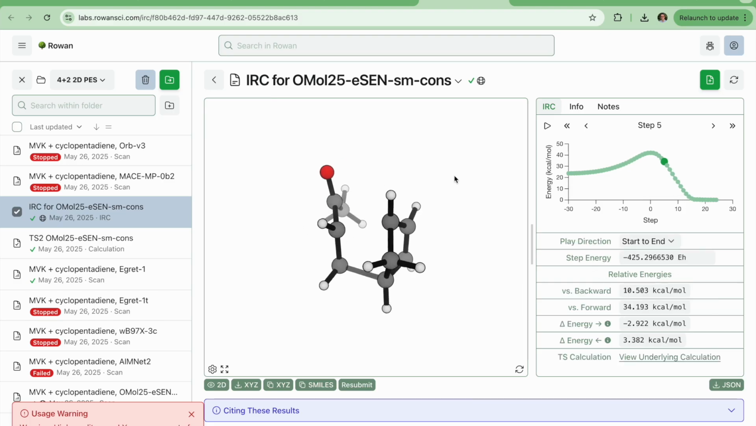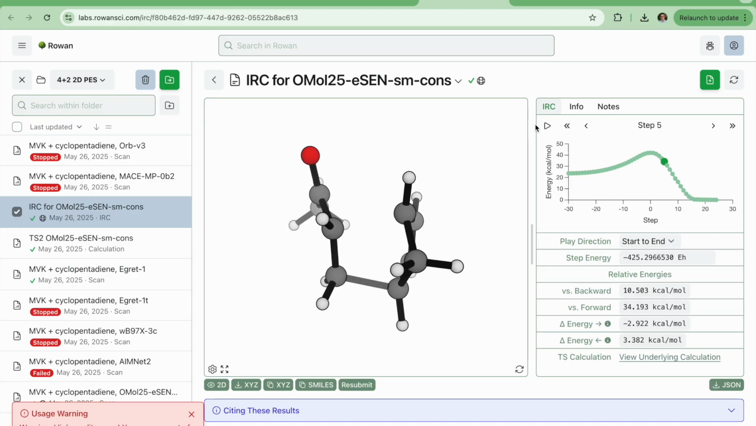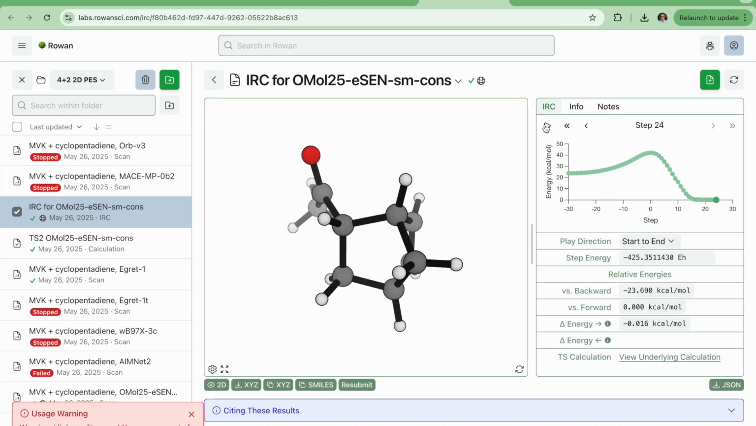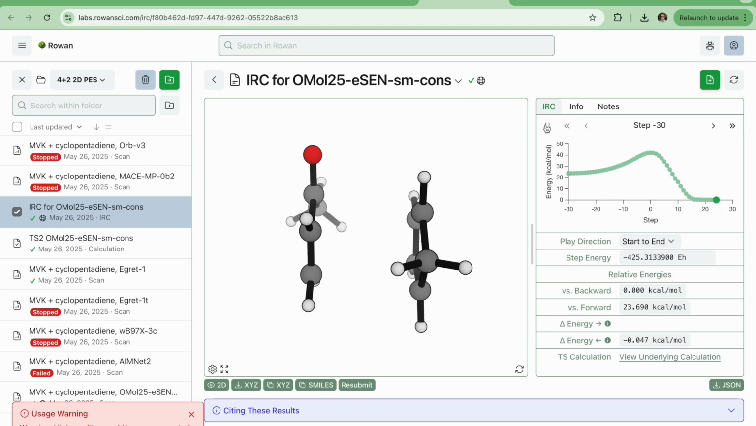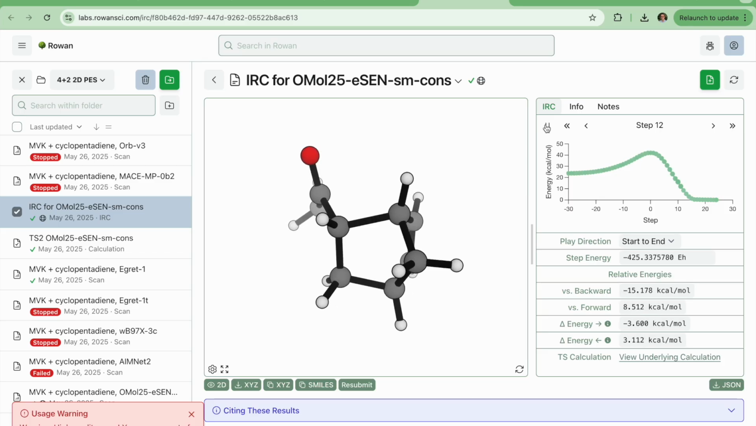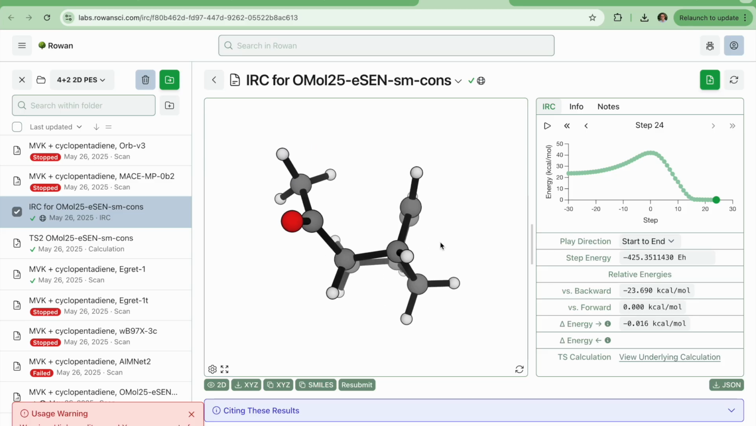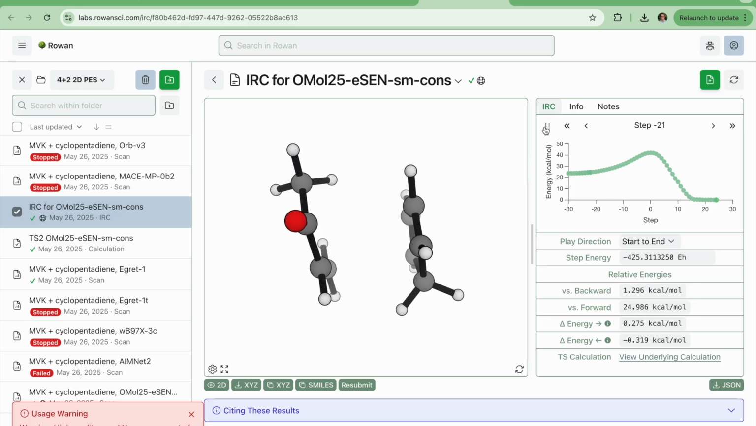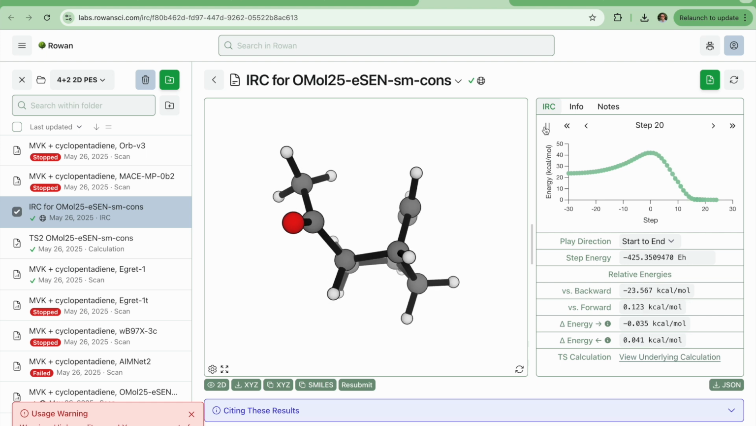I think my favorite thing to do with these IRC calculations, though, is just to play them through and really watch the reaction happen, just to get a sense for what this looks like. It's, I think, one of the most underrated aspects of computational chemistry, just the way that it brings these otherwise abstract atomic reactivity concepts to life.